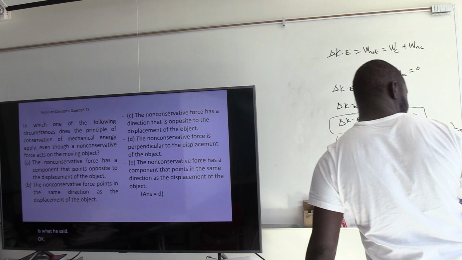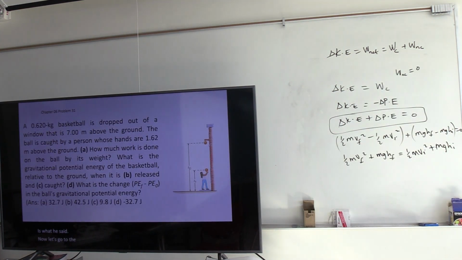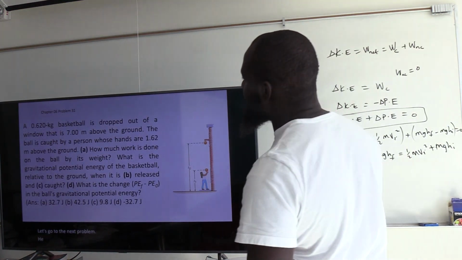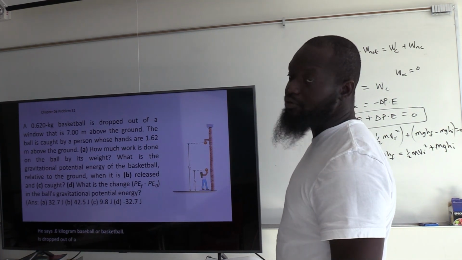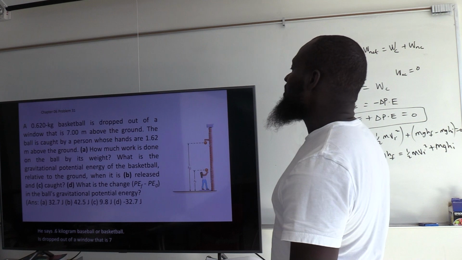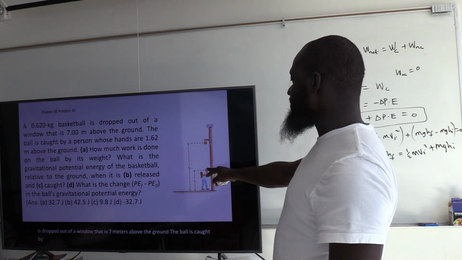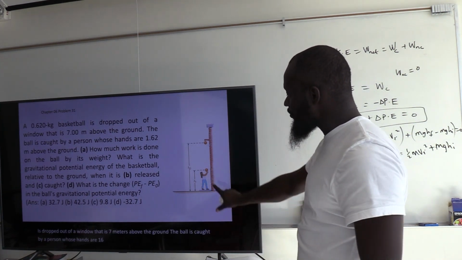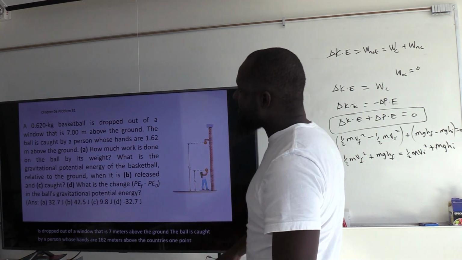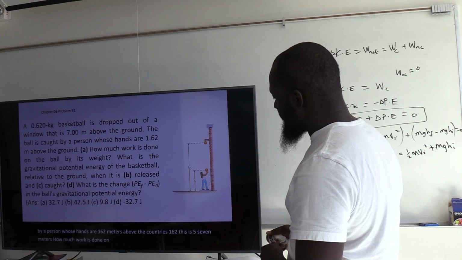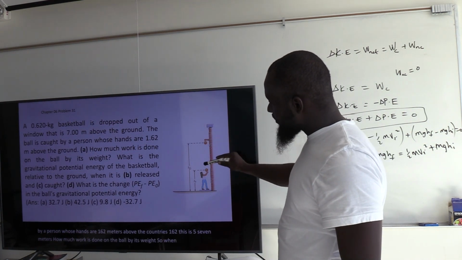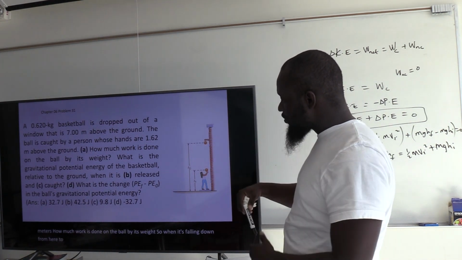Now, let's go to the next problem. It says a 0.6 kilogram baseball or basketball is dropped out of a window that is 7 meters above the ground. The ball is caught by a person whose hands are 1.62 meters above the ground. So this is 1.62. This is 7 meters. How much work is done on the ball by its weight? So when it's falling down from here to here, how much work is done by its weight?